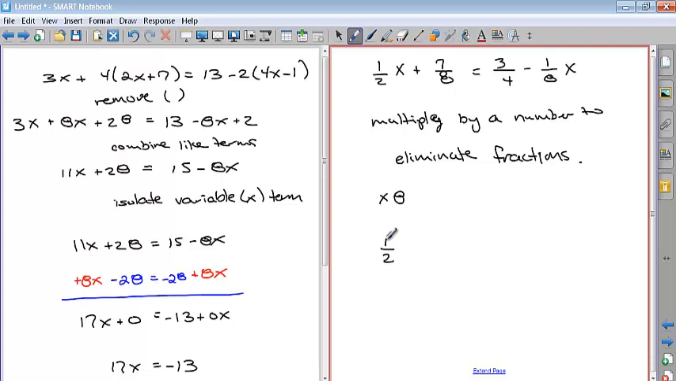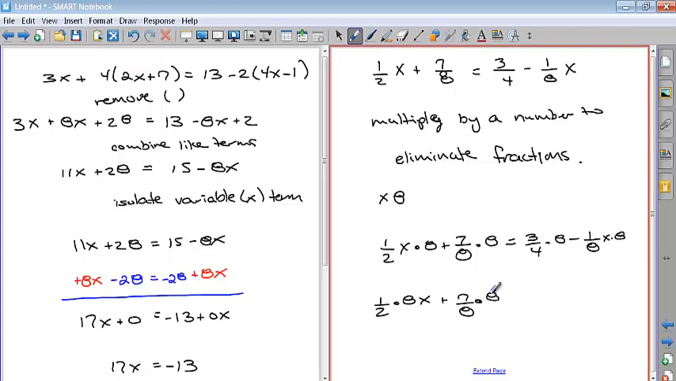So I'd have 1/2 x times 8 plus 7/8 times 8 is equal to 3/4 times 8 minus 1/8 x times 8. It doesn't matter what order you multiply in, so I can move the 8 to here, and I can do the same thing in all the other cases. This one doesn't have a variable, so I can just leave it as it is.